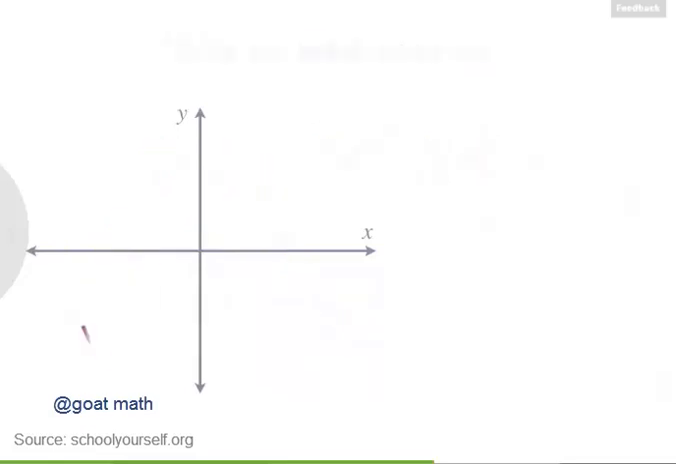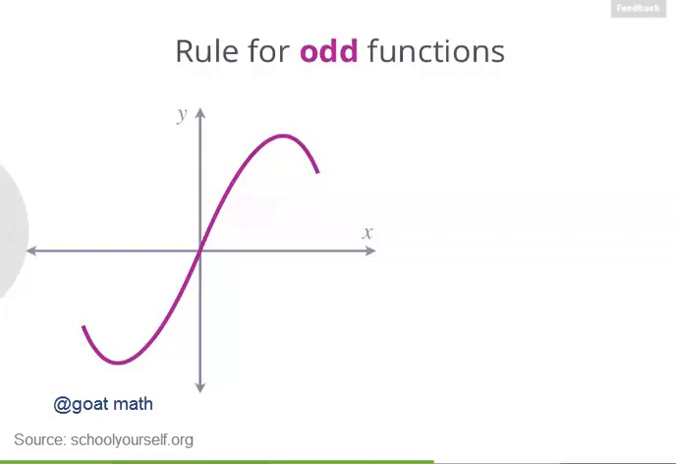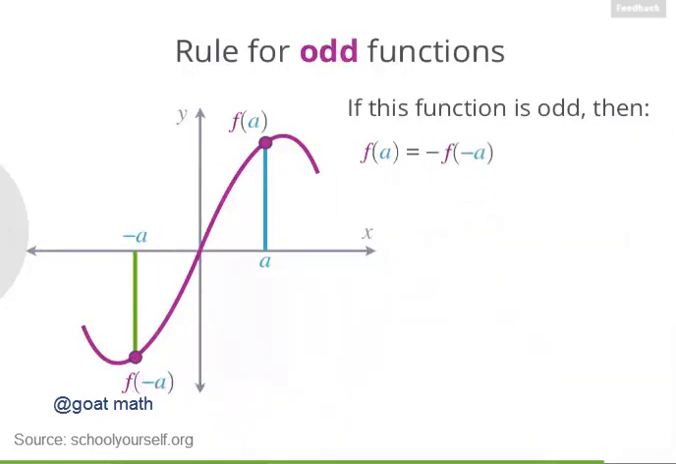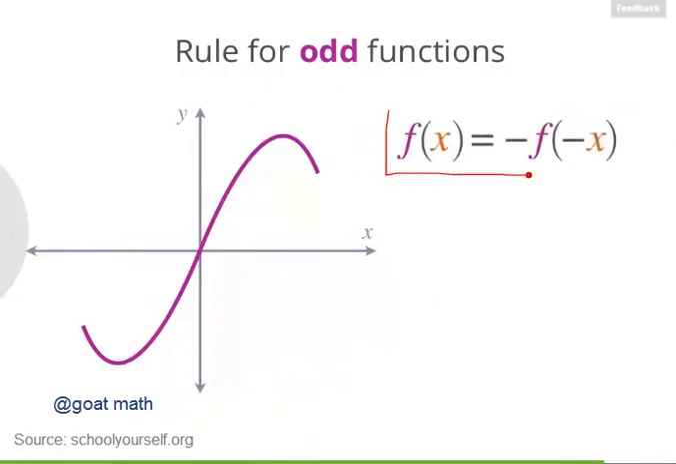Now let's find the rule for odd functions. Here's an odd function. Again, let's look at an x-coordinate and call it a. So this y-coordinate is f of a. If this function really is an odd function, then what else must f of a be equal to? If you're not sure, then click down here. Well done! If this function is odd, then f of a had better be equal to minus f of minus a. So for a function to be odd, f of x equals minus f of minus x for every value of x. You'll often see this rule written in a slightly different way.